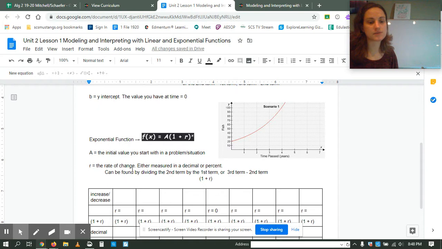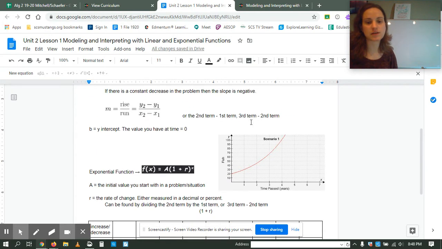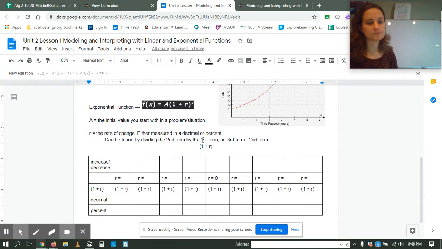So if you do the subtraction that I was talking about up here and the numbers are not the same, another way that you can work with the numbers is to take that second term divided by the first term, and then the third term divided by the second term, and find it that way. And we'll do examples of what those look like.